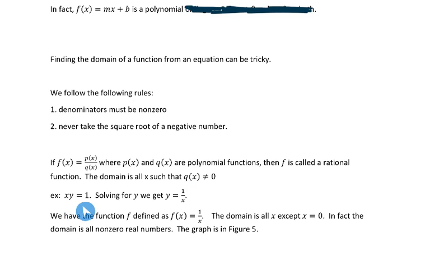One example of that comes from this example, x times y is 1. Because if you divide both sides by x, you get this. And this is an example of a function. The graph we'll see in a minute, but you can see right away the domain is all numbers except when x is 0. That is, the domain is all numbers except 0.